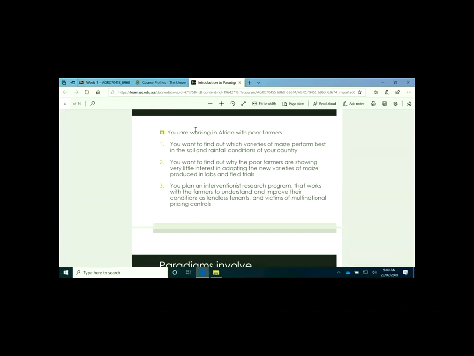Or, sorry, I misread that. That was the second question. So the first one is we actually want to do that research and find out which one's the best. The second one is we've already done that experiment, and now we've released a variety and given it to the farmers, but the farmers don't want to grow that variety. They don't have any interest in adopting a new variety, even though we've done all this research and we know that it's actually better than what they use at the moment. We want to know, well, why don't the farmers want to grow this new variety?